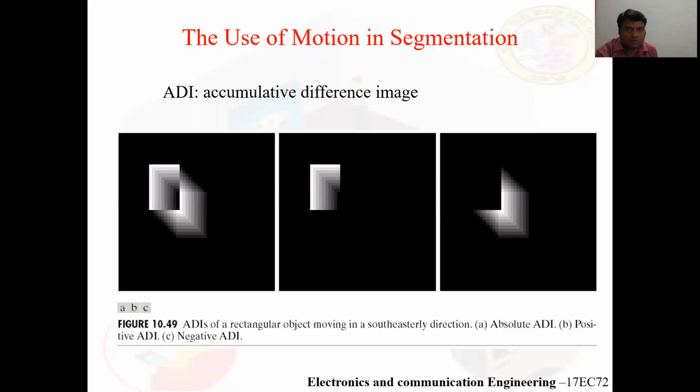The use of motion in segmentation. Accumulative difference image, ADI. This is the ADI of a rectangular object moving in a southeasterly direction. Absolute ADI. This is the positive ADI. This is the negative ADI.